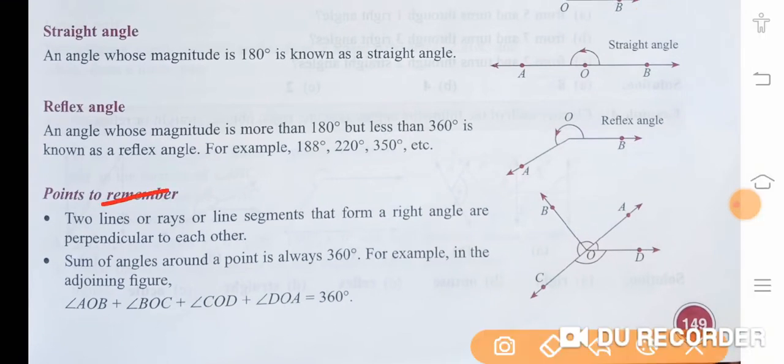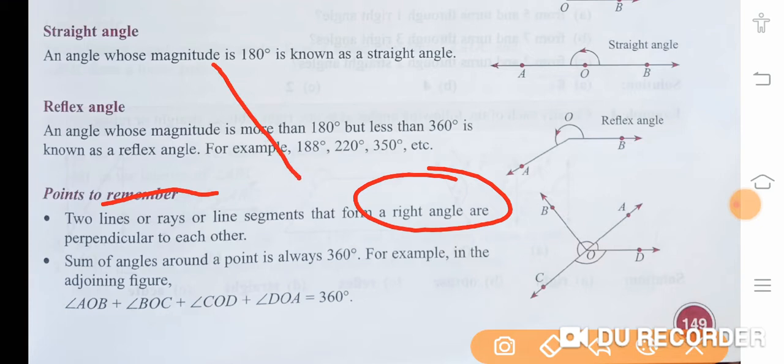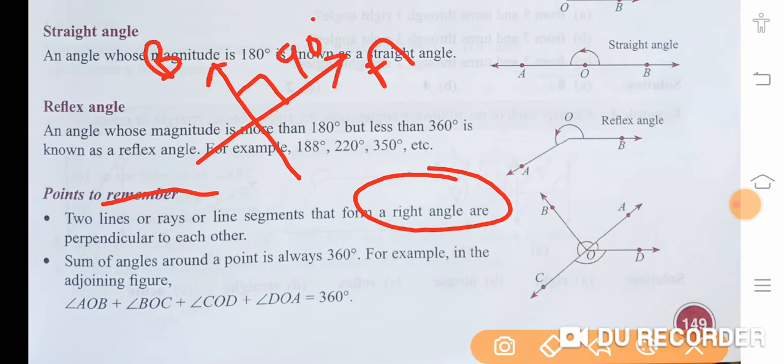Some point for you: two lines or rays or line segments that form a right angle are perpendicular to each other. Right angle, my dear, see this one. Suppose this is ray A, B, here it is 90 degree. What is the meaning of it? It means ray A is perpendicular to ray B, or ray B is perpendicular to ray A. So if it will form the right angle, then both lines are perpendicular to each other.